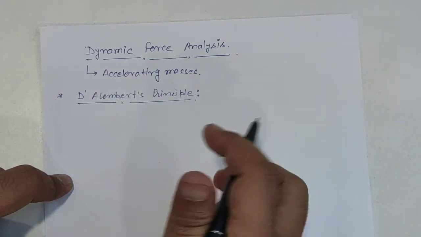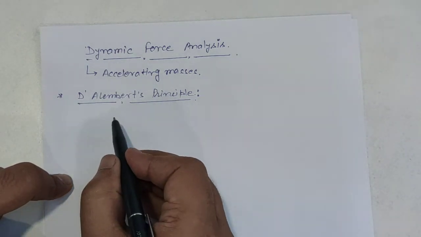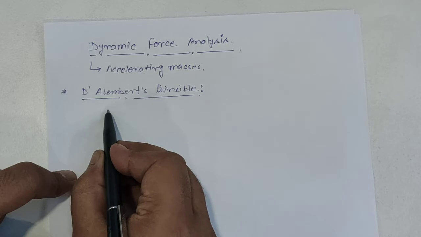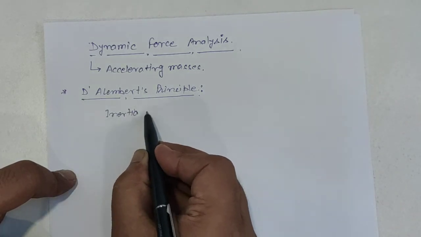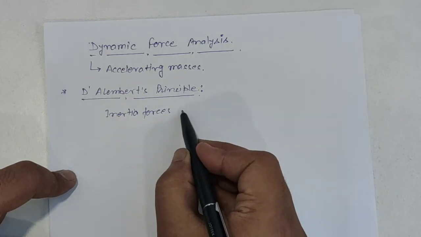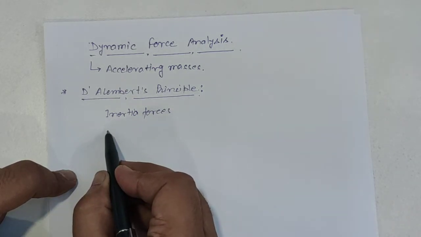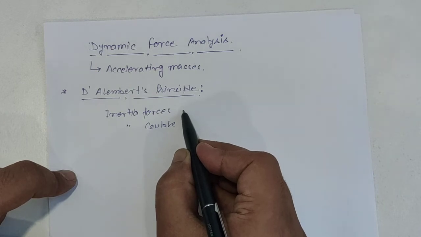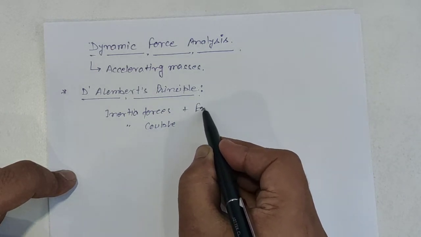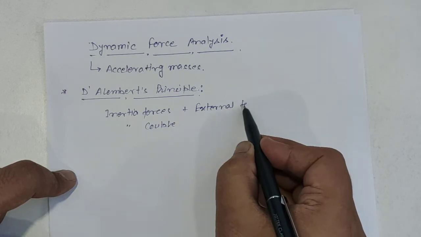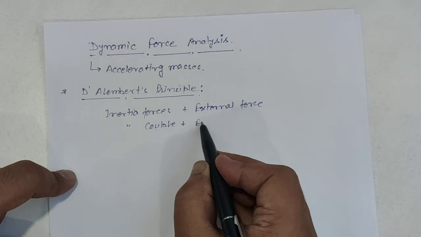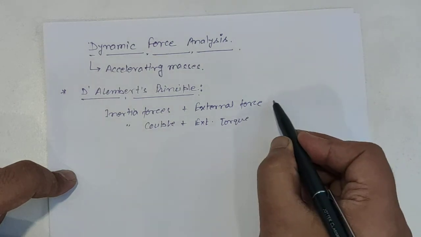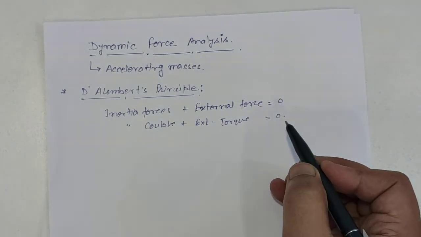D'Alembert's principle states that inertia forces and inertial couple, plus external forces and external couple or external torque, give the equilibrium condition. It gives the static equilibrium condition.